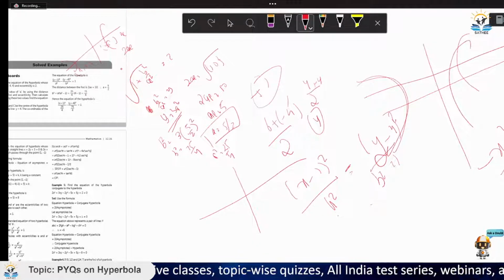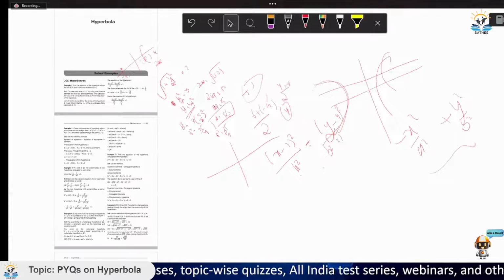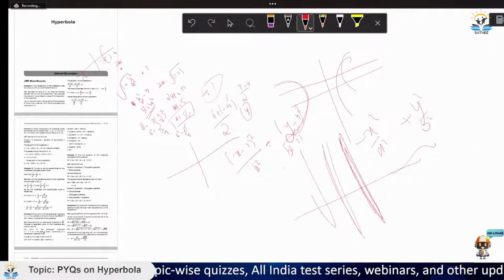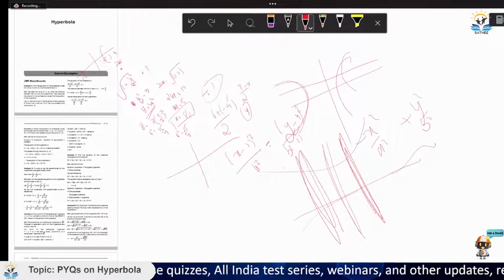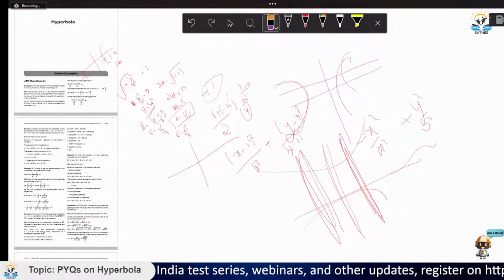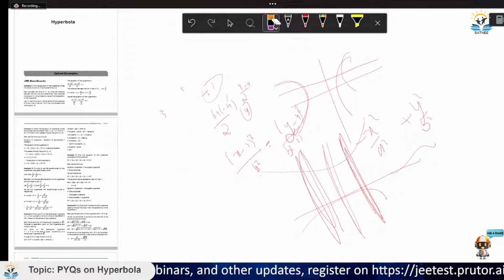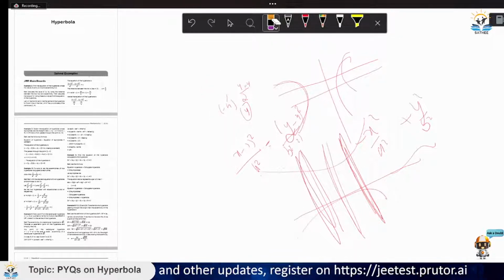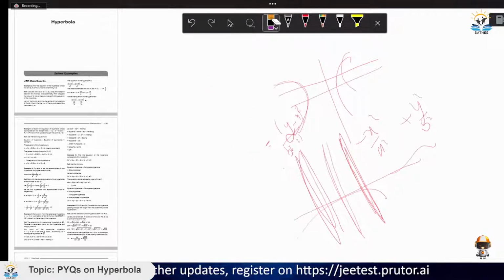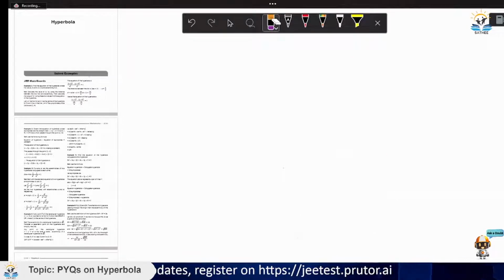If the foci had been lying on a vertical line, then the conjugate hyperbola would have been considered. But since they lie on a line parallel to the x-axis, we considered the original, or the normal, hyperbola. Let me just erase this and get back to the new question.